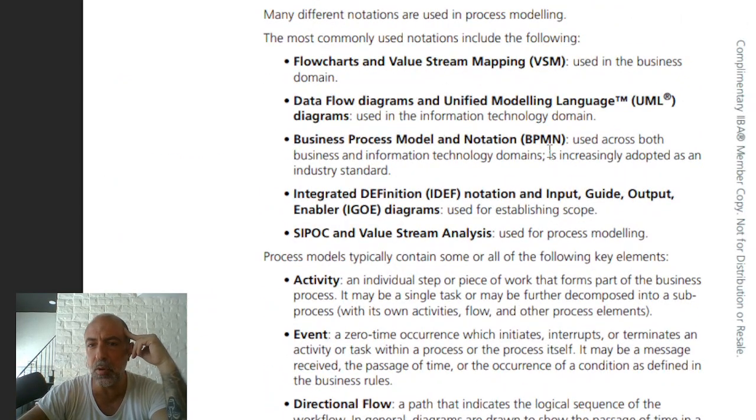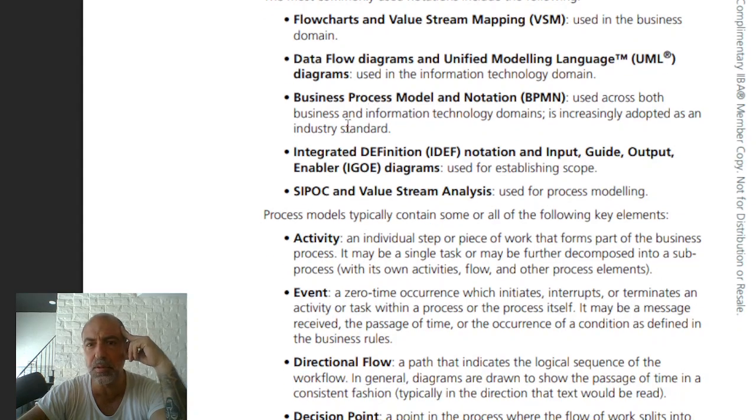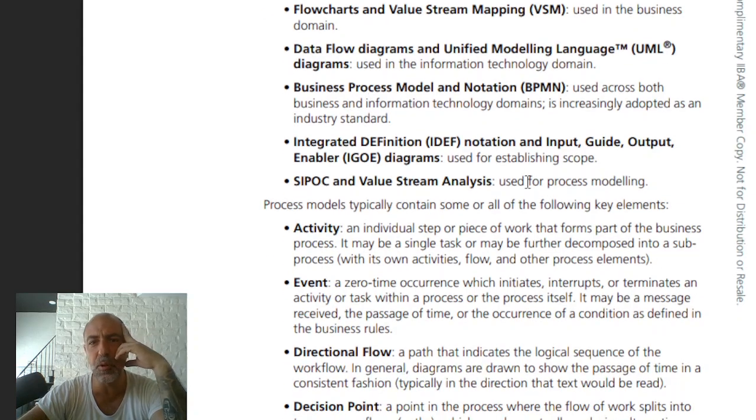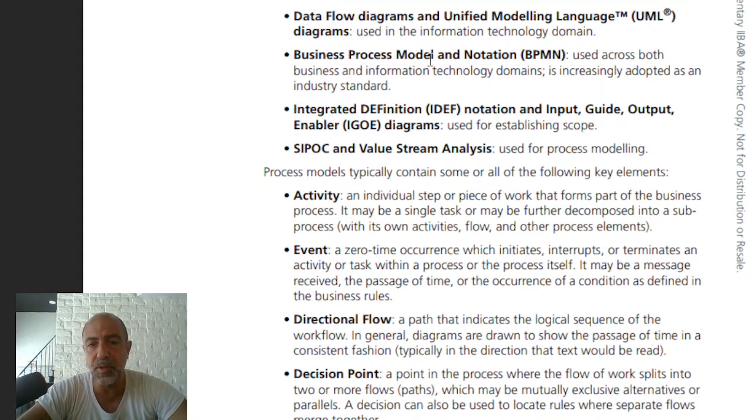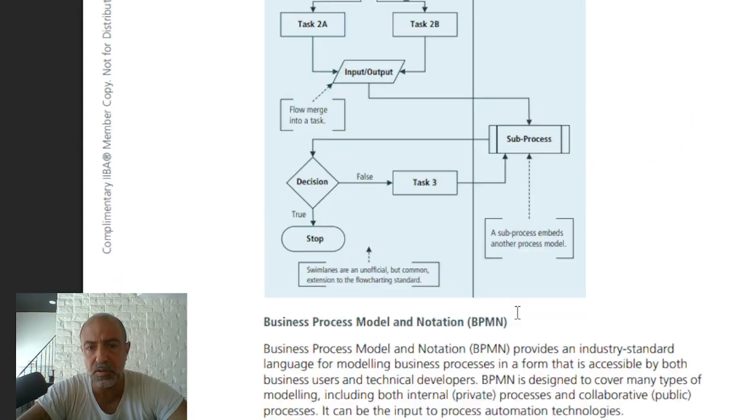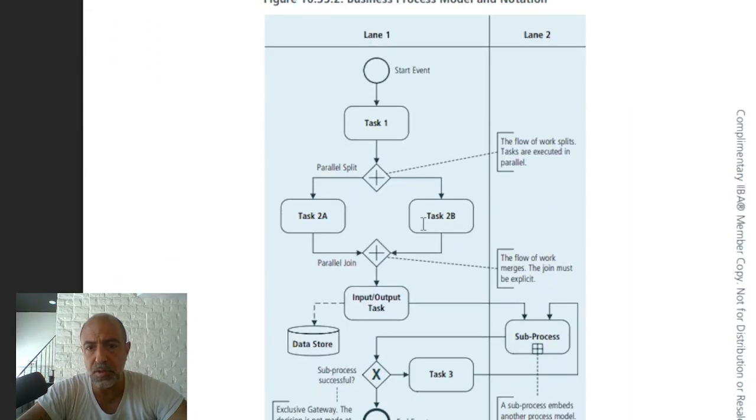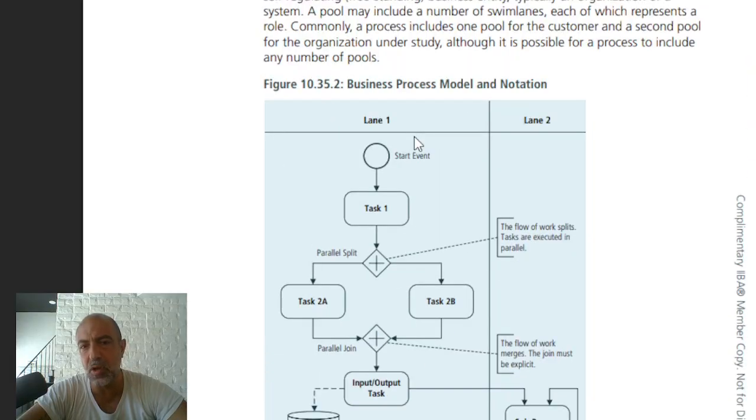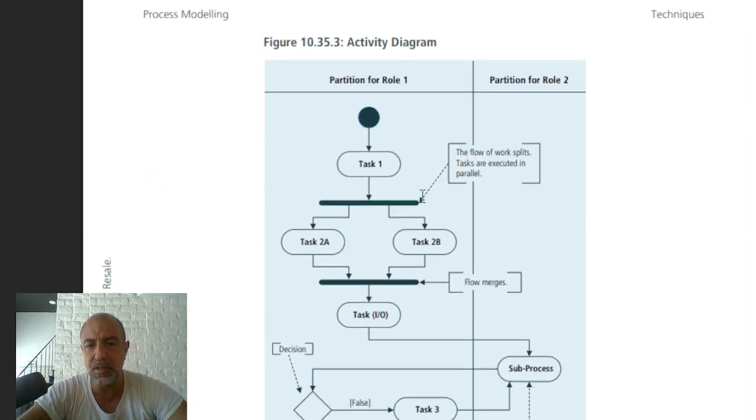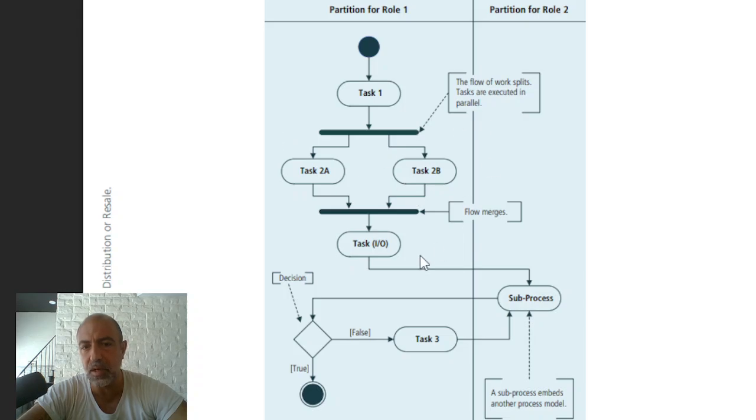Data flow diagrams and unified modeling language diagrams are probably the same as flowcharts, just smoother. A business process model and notation, BPMN, used across both business and information technology domains, is increasingly adopted as an industry standard. The business process model, I think, is this, right? This is a flowchart. And this is the business process model. Well, it's practically the same, but the business process model is a lot more technical, like it has a bit more labels than a flowchart. And here is an activity diagram, which is practically the same, but every time there's an activity, it kind of splits. The business process model does the same thing, but instead of this line, they do it kind of like a diamond.